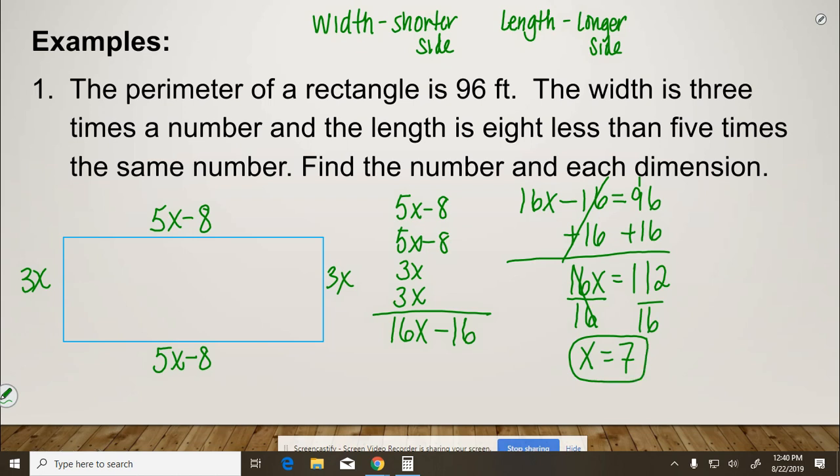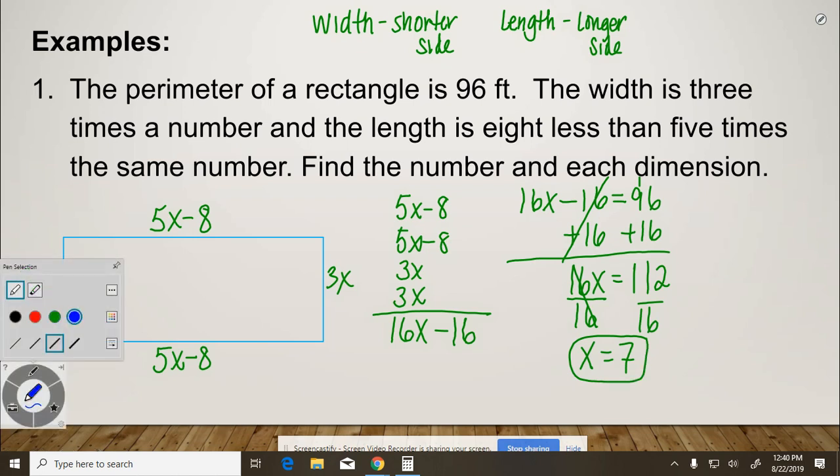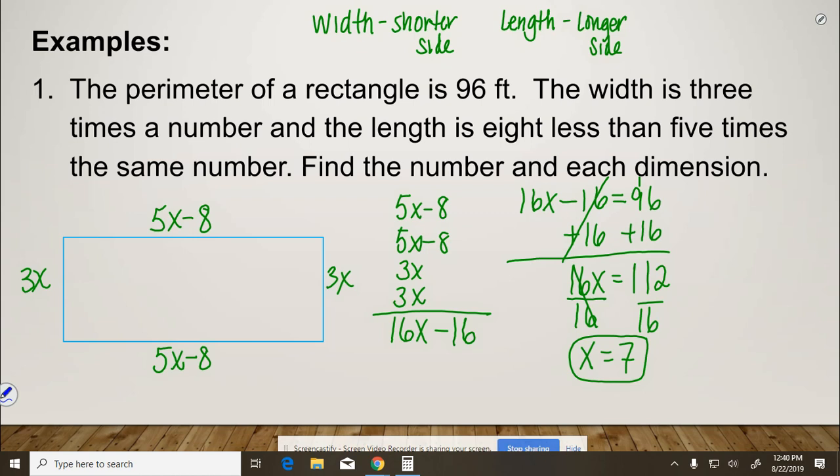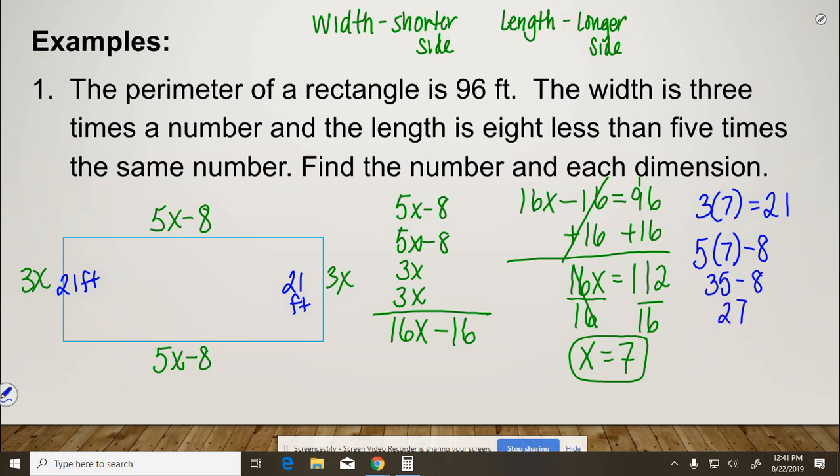Okay, but we're not done yet. 7 is just x. We now need to find the dimensions. So we need to take that 7 and plug it into all the x's to find each of those dimensions. So we're going to do 3 times 7. So that tells us that both widths are 21 feet. Then we're going to plug in 7 for x in 5x minus 8. So we get 35 minus 8, which is 27. So both lengths are 27 feet.